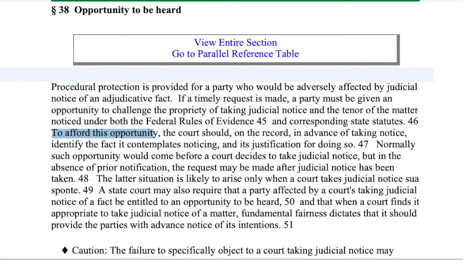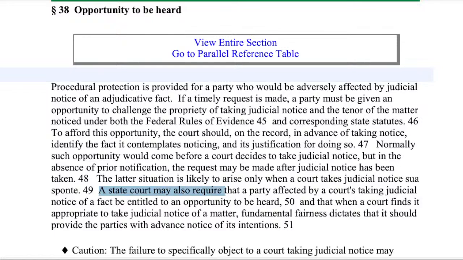To afford this opportunity, the court should, on the record, in advance of taking notice, identify the fact it contemplates noticing and its justification for doing so. Normally, such opportunity would come before a court decides to take judicial notice. But in the absence of prior notification, the request may be made after judicial notice has been taken. The latter situation is likely to arise only when a court takes judicial notice sua sponte, so when the court does it on their own. Then, I guess the parties would notice the notice was taken there, and then they would have an opportunity to be heard.